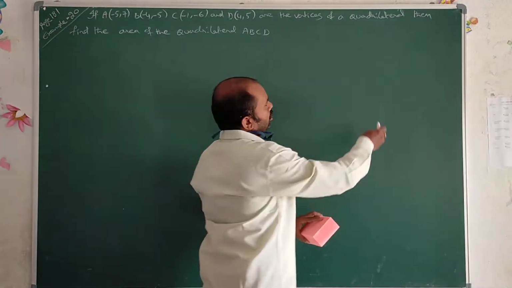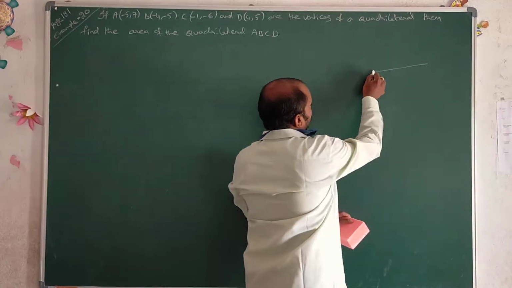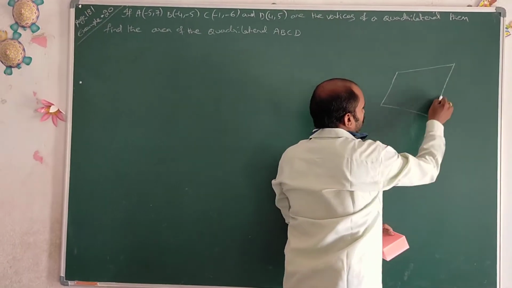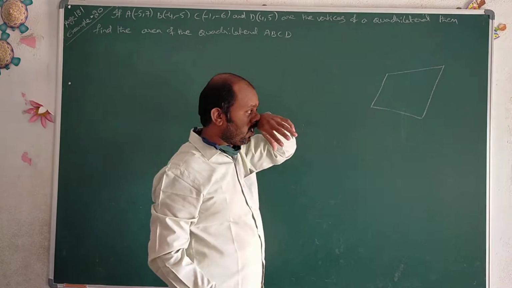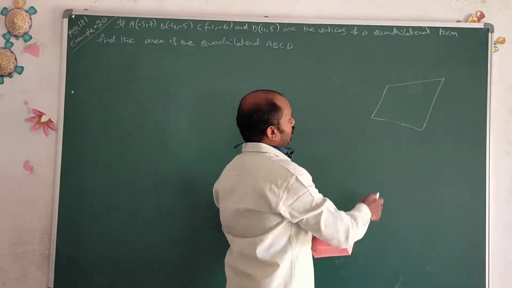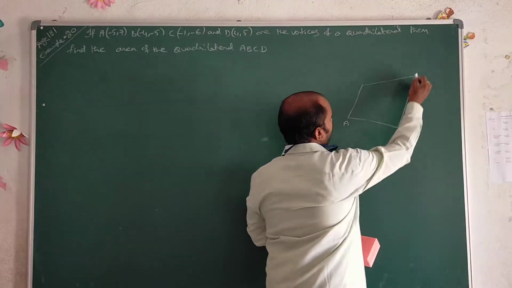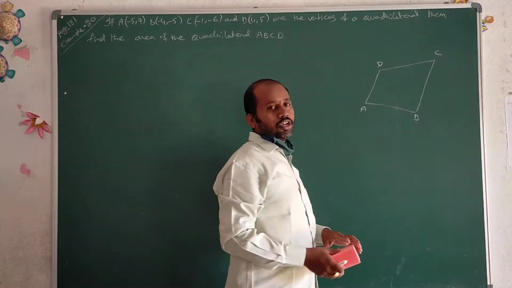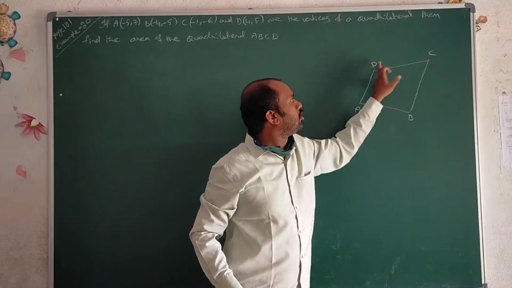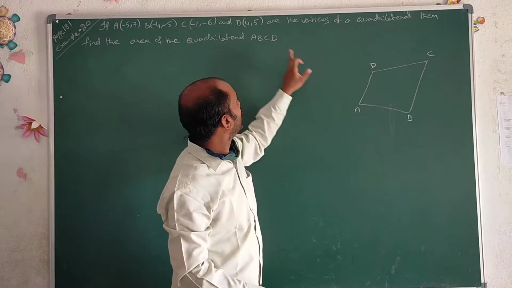Quadrilateral means what? A closed figure having 4 sides. Then it is called a quadrilateral. So A, B, C, D are the vertices of a quadrilateral. Here 4 vertices are given.